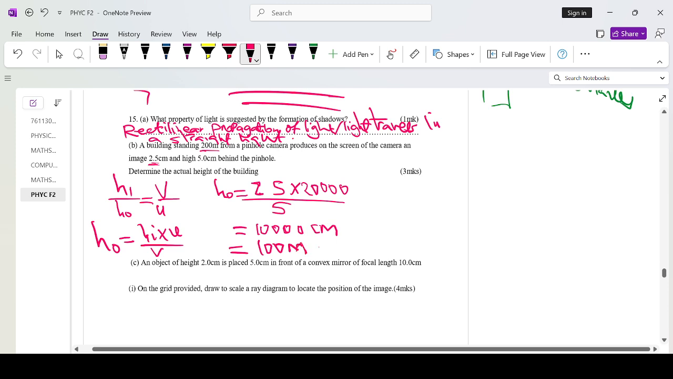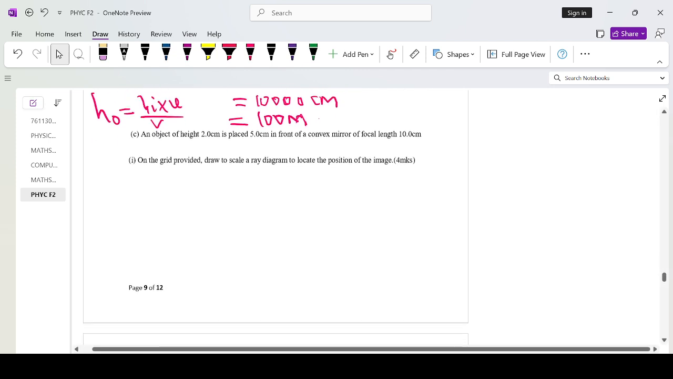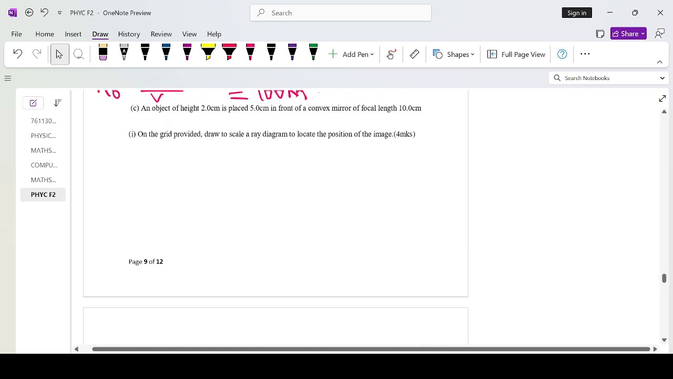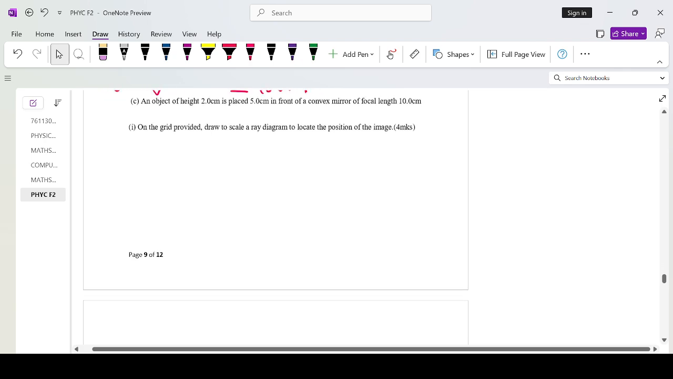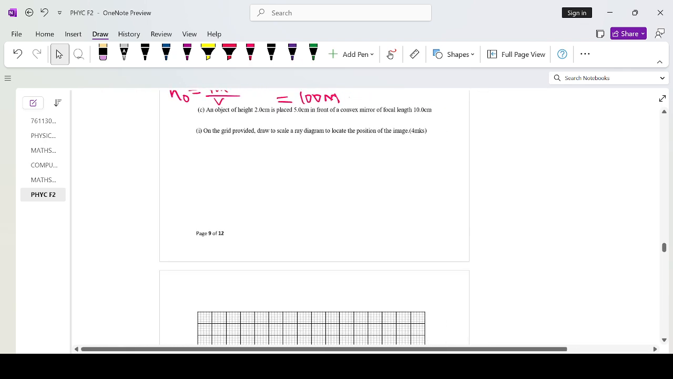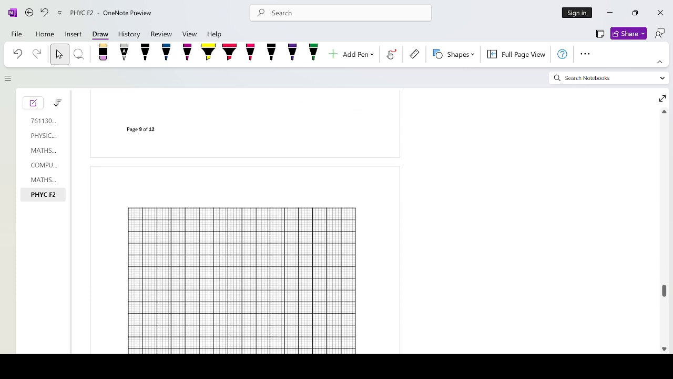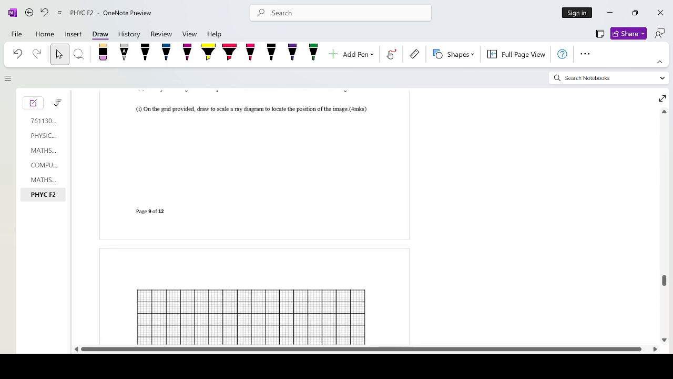You have just to relate and work it out. An object of height 2 centimeters is placed 5 centimeters in front of a convex mirror of focal length 10 centimeters. On the grid provided, draw a scale diagram to locate the position of the image.